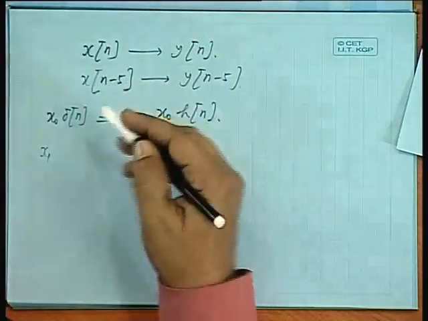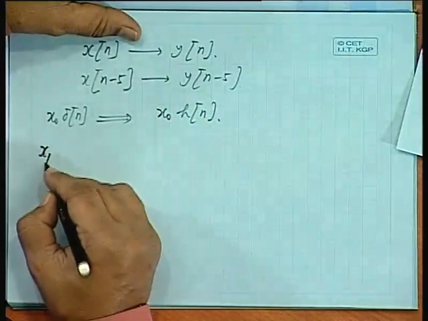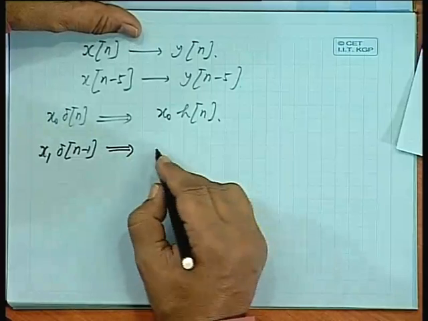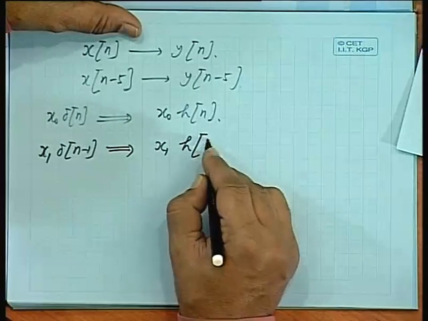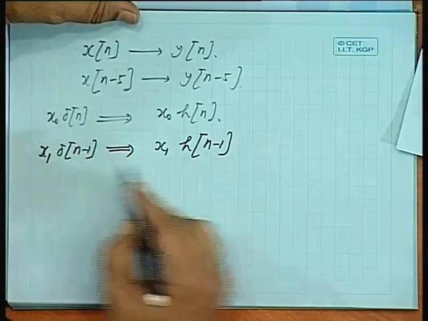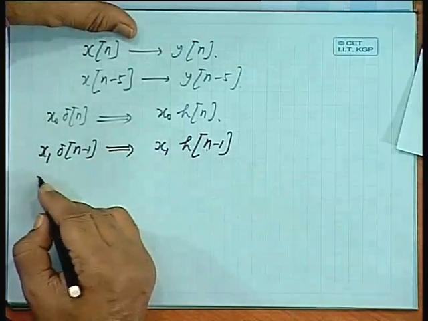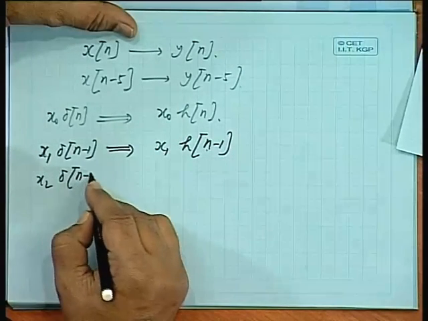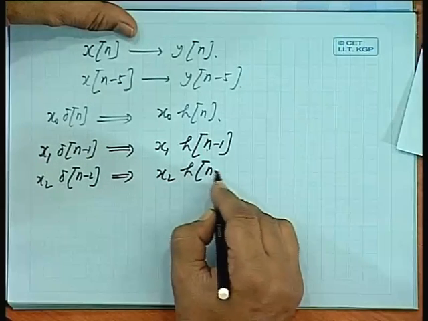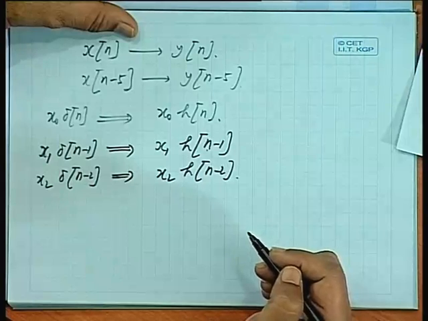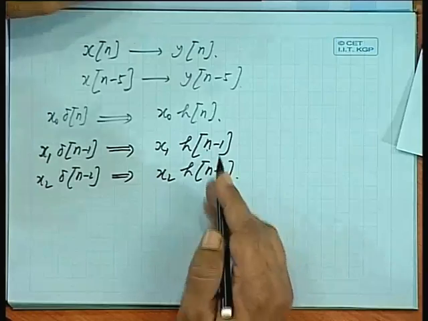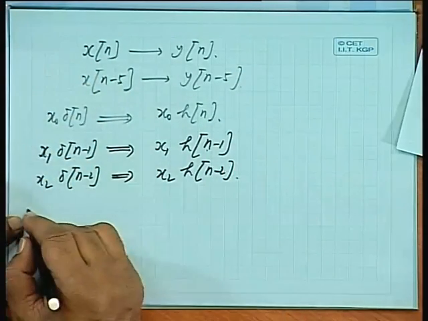Then for the second component, which is x1 delta[n minus 1], what will be the corresponding output? x1 h[n minus 1]. By the invariance principle, I have shifted the input by one step, output is also shifted by one step. x2 delta[n minus 2] will be giving me x2 h[n minus 2], all right. So, I am using the principle of time invariance, and now we are applying superposition theorem.